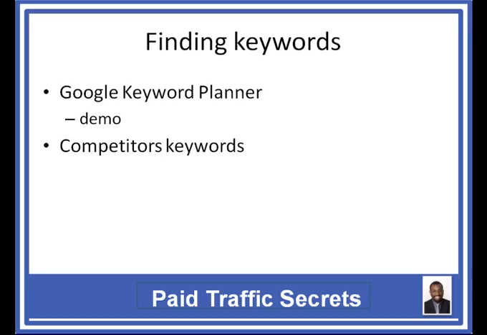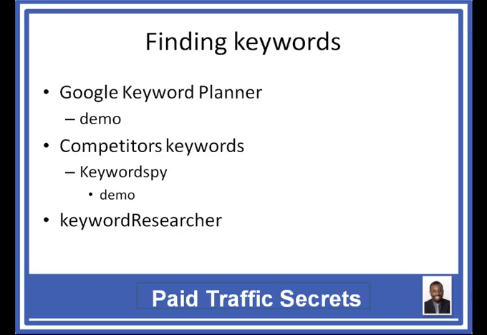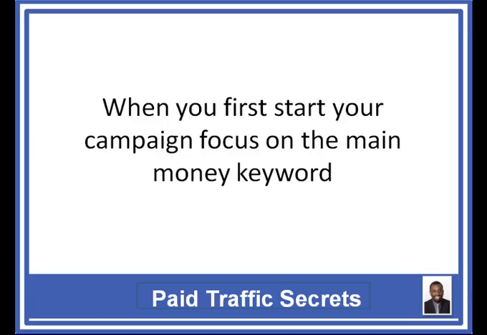The next thing we want to do is go out and get the competitors' keywords. What I like to use is a tool called Keyword Spy. I'm going to demo that for you and show you how that works. And then the next thing is we've got a tool called Keyword Researcher. Again, what that does is it goes in and scrapes the Google Suggest. I'm going to show you that tool as well. Today, we'll demo that also.